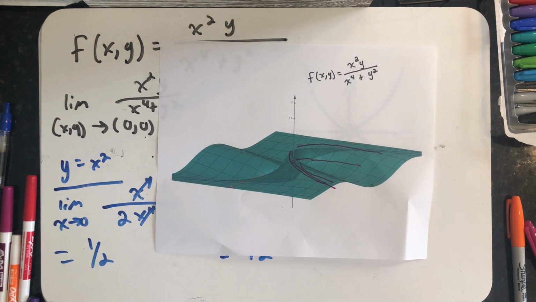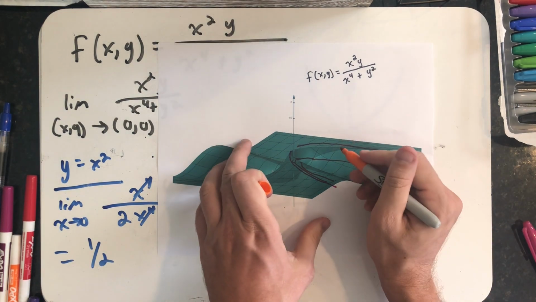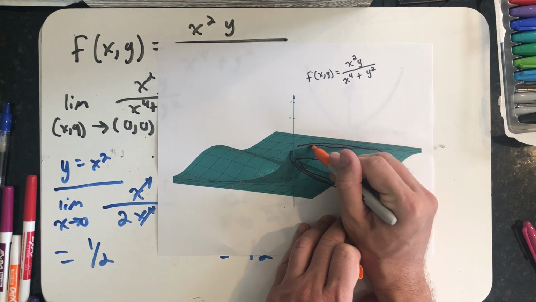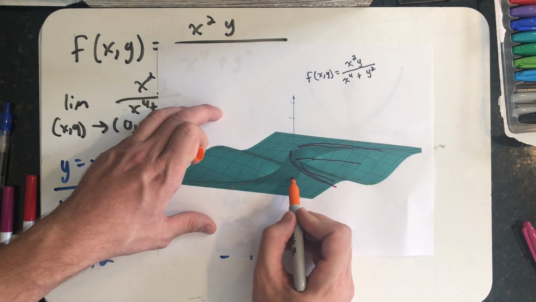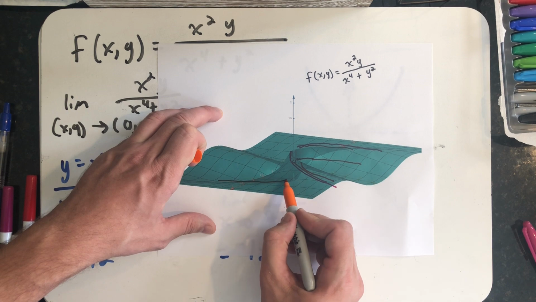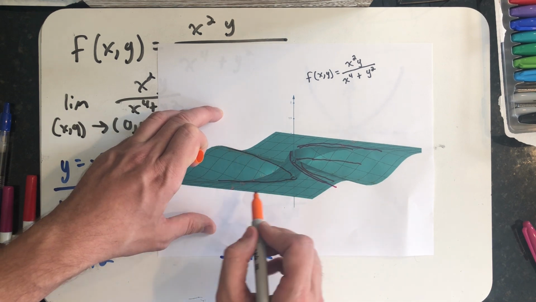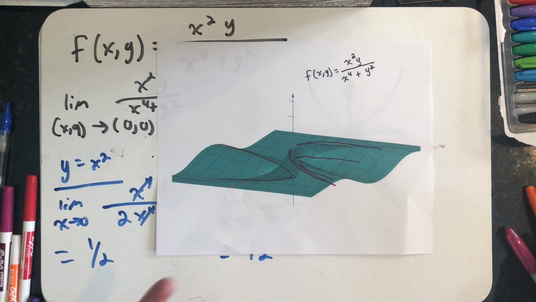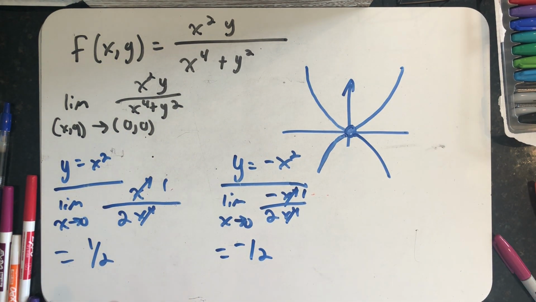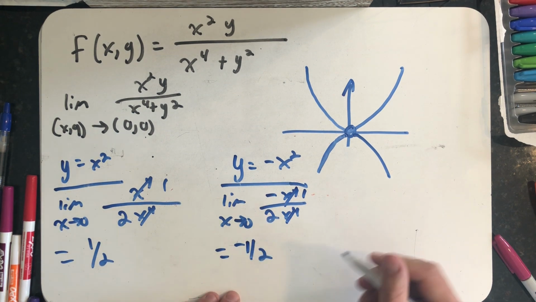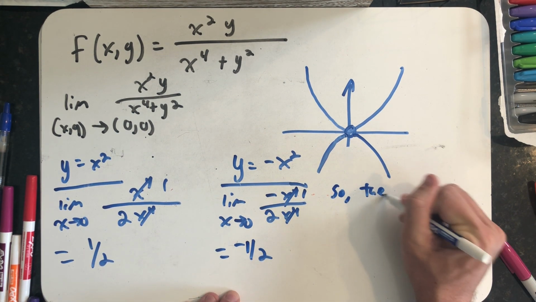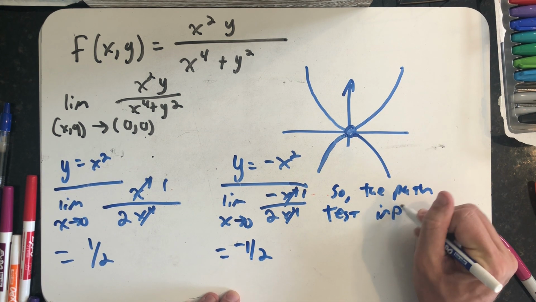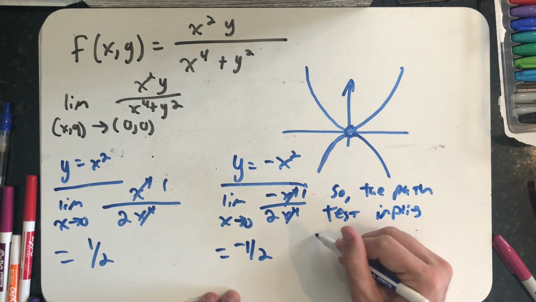And so what I see on this side is a path going towards minus 1/2, which is almost right here at the top of what GeoGebra's graphed so far. And on the other side, on that parabola y equals minus x squared, I'm going towards minus 1/2. I have my two different paths with two different behaviors. So, the two-path test implies that the limit up here does not exist.